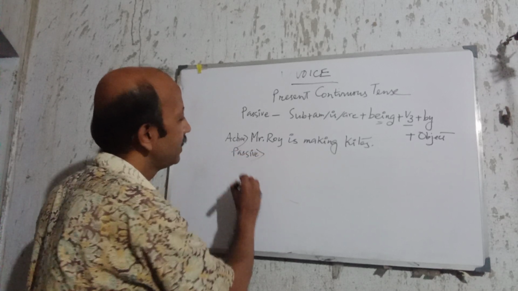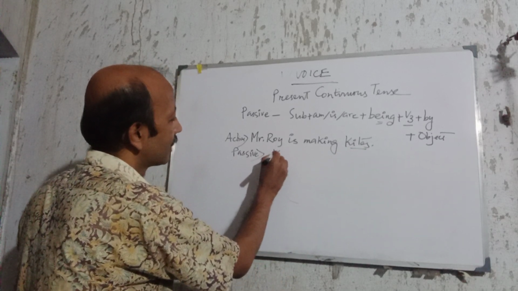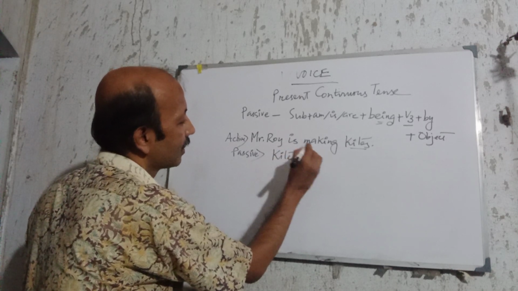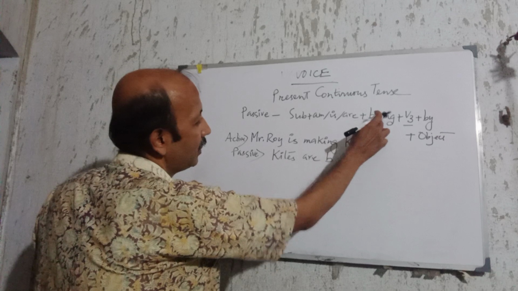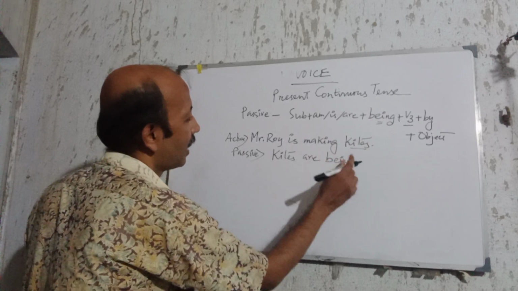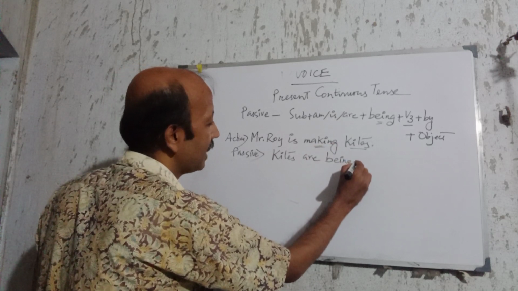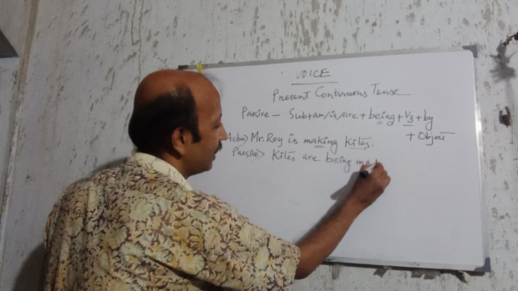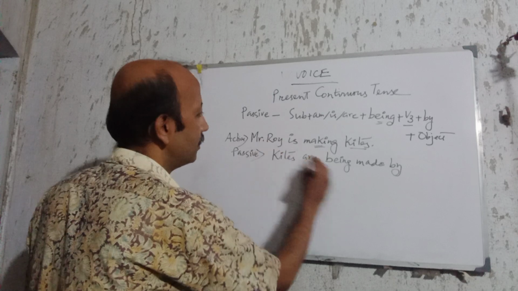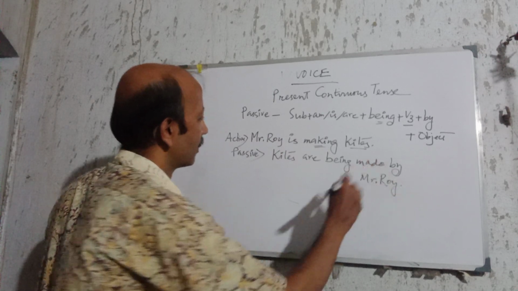The passive form is very easy. Kites are the object, so it will be the subject. Kites are, as I have told you already, being must be there. Kites are being, main verb make, past participle form of make is made, made by Mr. Roy.